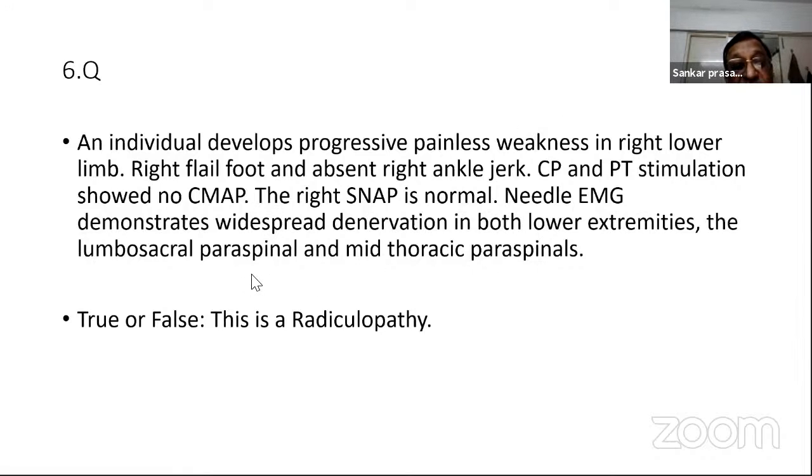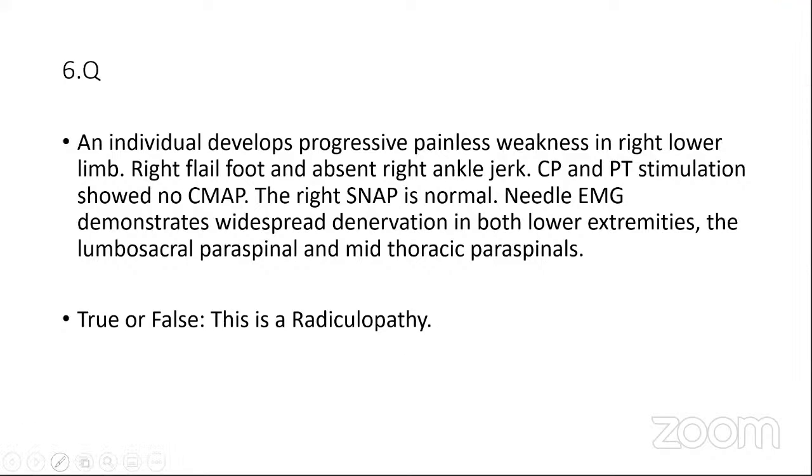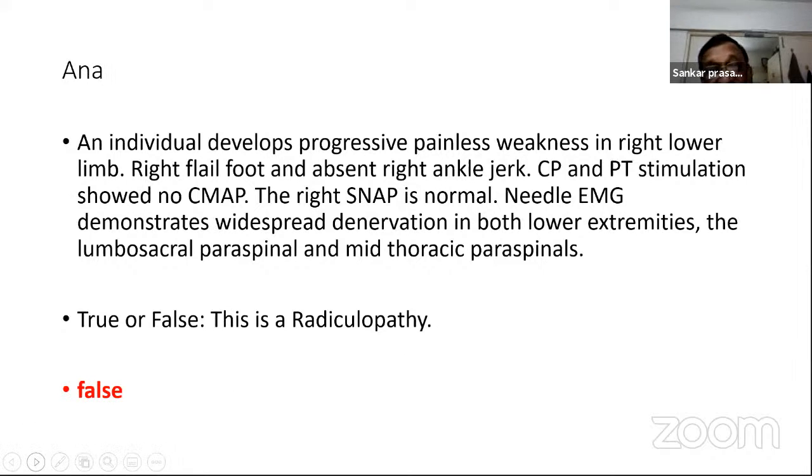The lumbosacral paraspinal is okay. Mid-thoracic? Anterior horn cell, sir. Anterior horn cells. Oh, yeah. So this is false. This radiculopathy is not correct because you have this mid-thoracic paraspinals. So it's not a radiculopathy, right?